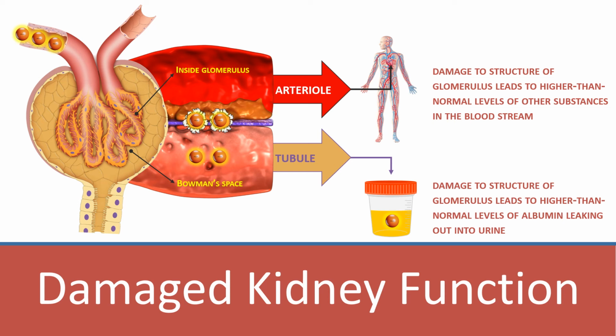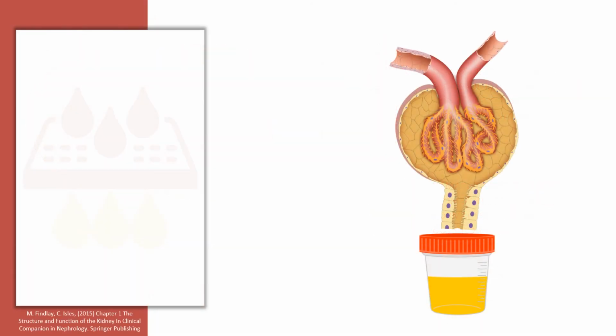But also the other thing that we start to see, damage to the structure of the glomerulus starts to lead to us discovering higher than normal levels of other substances in the blood. And one of the substances that I'm thinking about here is called creatinine. So let me tell you a little bit about creatinine. Creatinine is a waste product of muscle metabolism.